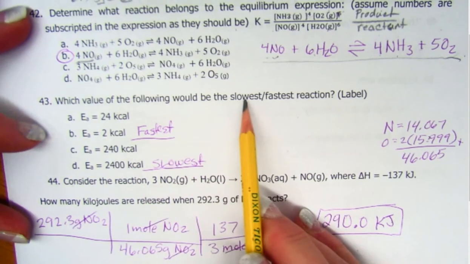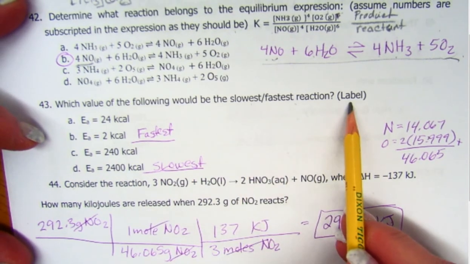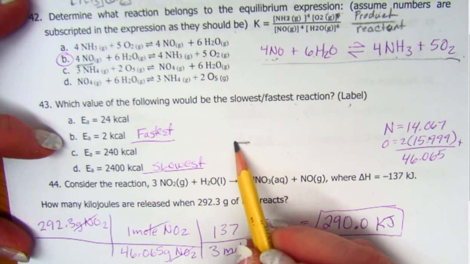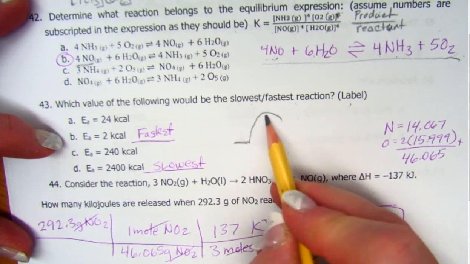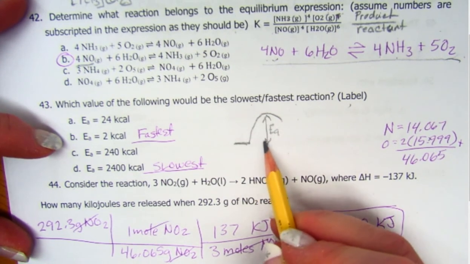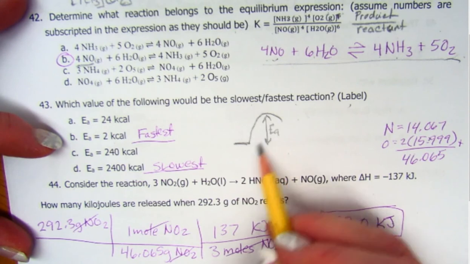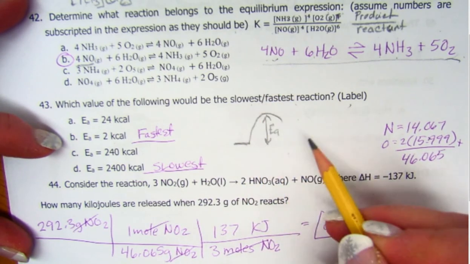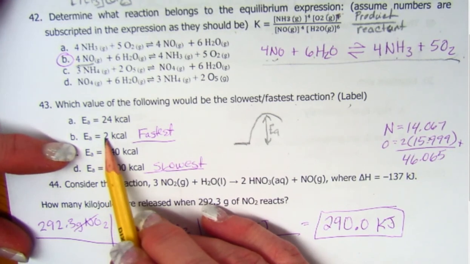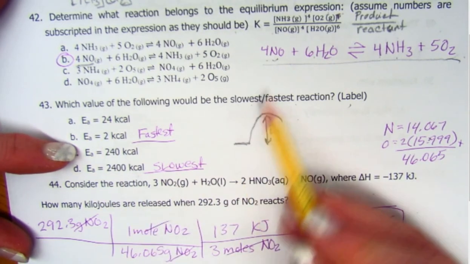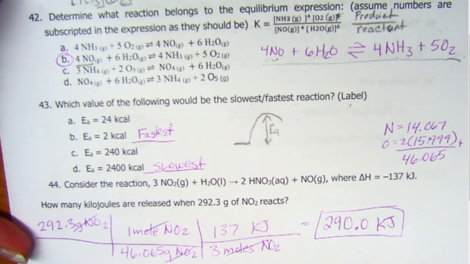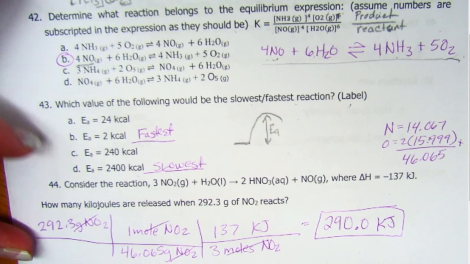Which value would be the slowest and the fastest reaction? Remember, Ea is the distance from a reactant to the top of the curve. That's my Ea. If my Ea is large, it's going to be harder to get over than if my Ea is small. If it's small, it's probably going to be my fastest reaction. If it's large, it's going to be my slowest because it's going to take more energy to get over. Does this make sense?